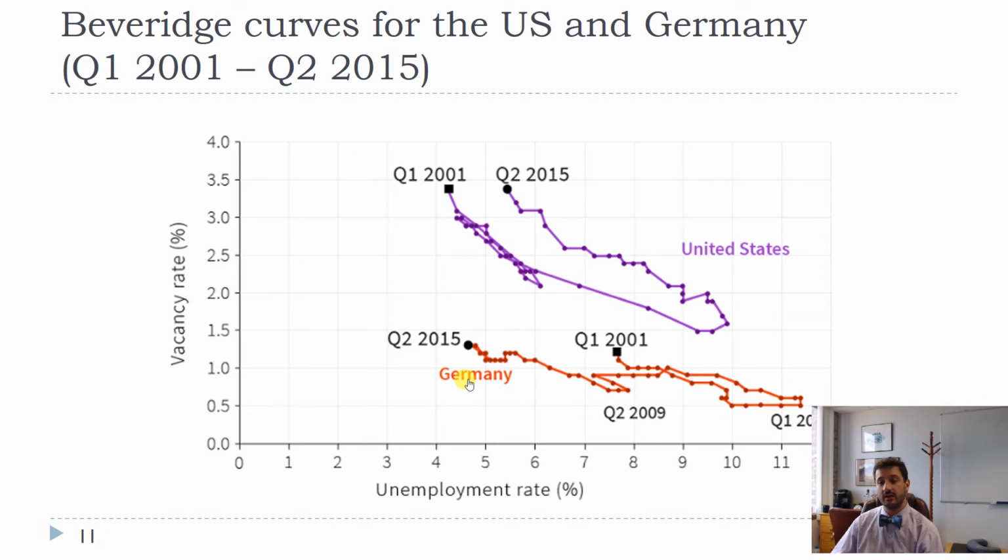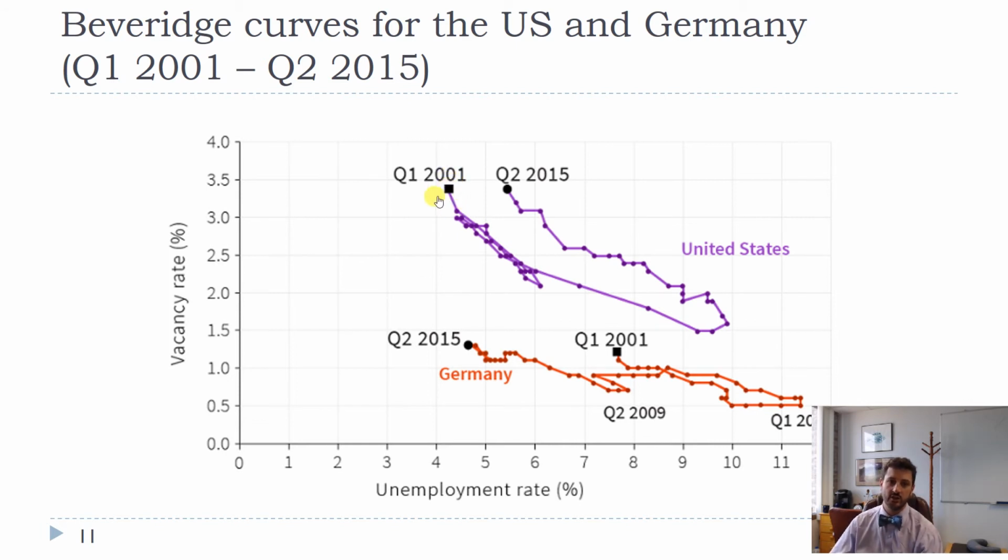That could have a lot to do with the fact that it's a much more unionized country. Unions are much more powerful in that country, and so they might not advertise for jobs quite as much as the United States needs to. The United States, on the other hand, looks like it was on two different Beveridge curves, right?